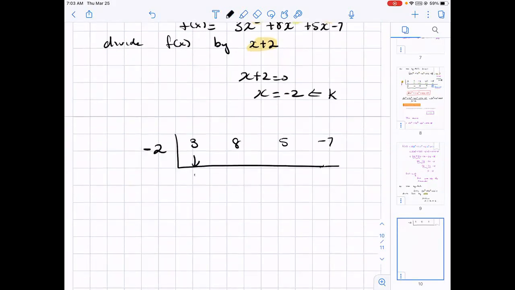Don't forget we always bring down. And then we multiply these two things. So this becomes negative 6. We add, we get 2. We multiply again, this with this, so that becomes negative 4. We add, we have a 1. And then we multiply again this times this, and that becomes negative 2. And if we add, we get negative 9. So this here is my remainder.